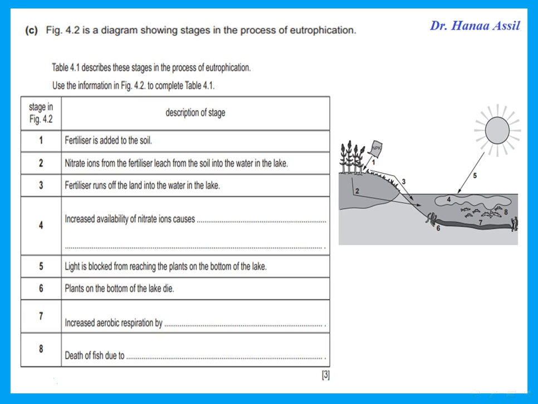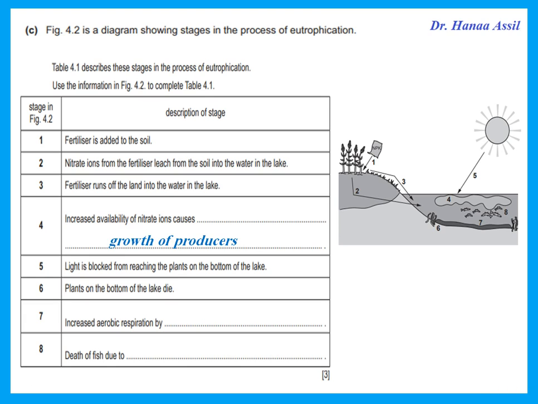Figure 4.2 is a diagram showing stages in the process of eutrophication. Do you remember what eutrophication is? Eutrophication is the effect of excess use of fertilizers. We said if we add too much fertilizer to the soil, then the nitrate ions from the fertilizer leach from the soil into the lake. The fertilizer runs off the land into the water in the lake. This causes increased availability of the nitrate ions, which causes what? This causes growth of producers.